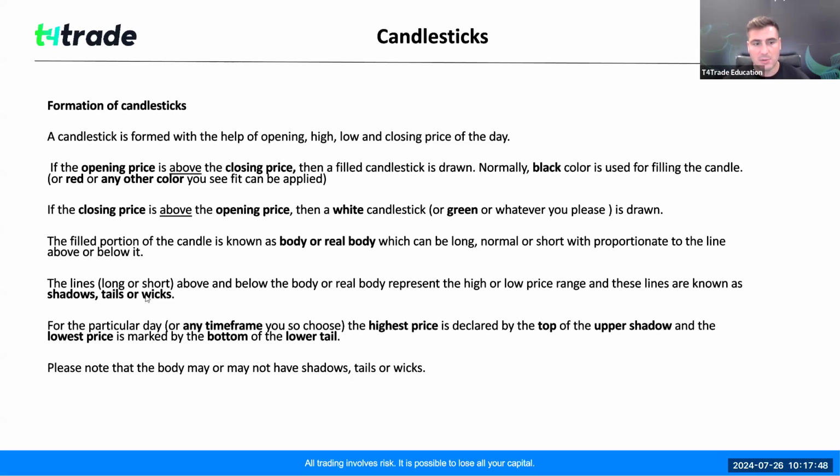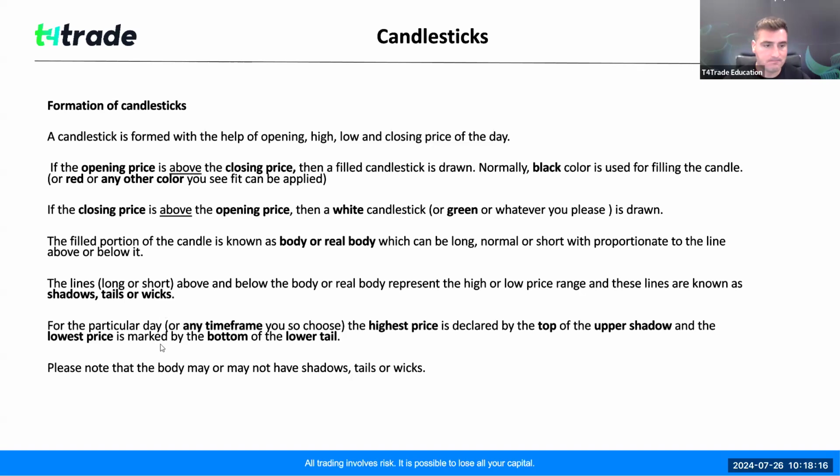The lines above or below the real body, the thick rectangle that we're talking about, long or short, represent the high and the low of the day. Obviously, above is the high, below is the low. These lines are also known as shadows, tails, or wicks. For this particular example, we're going to call them wicks and shadows. You can use any terminology you like.